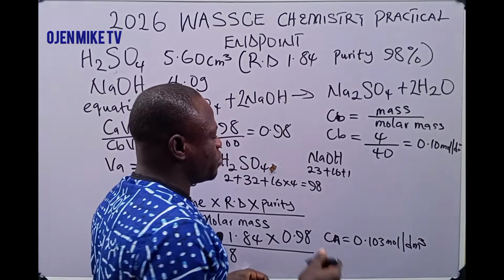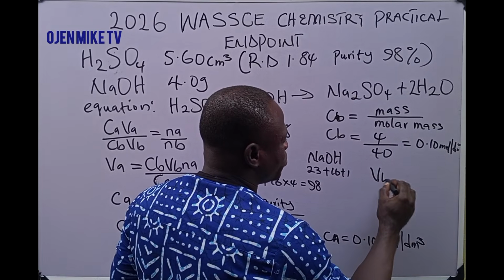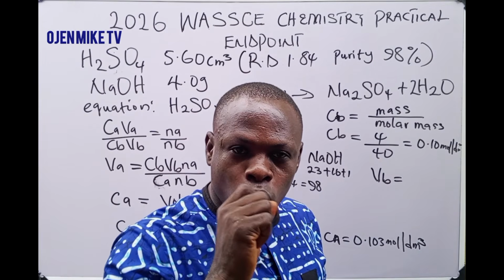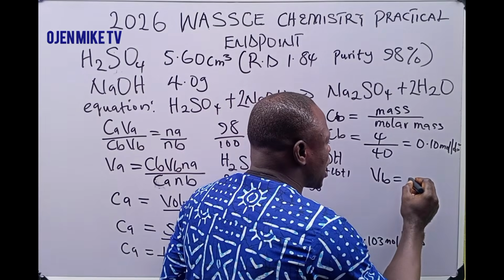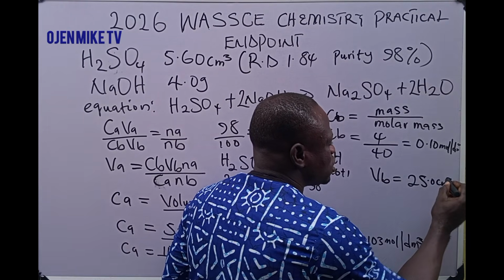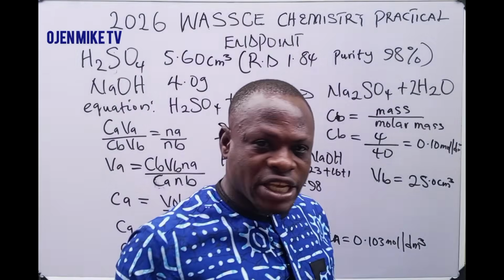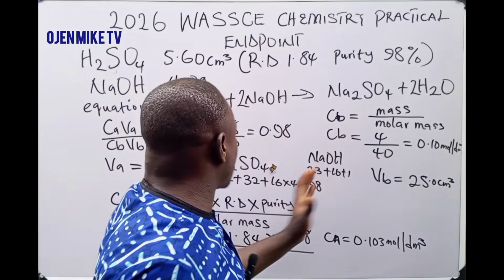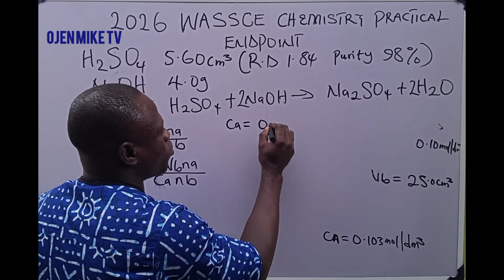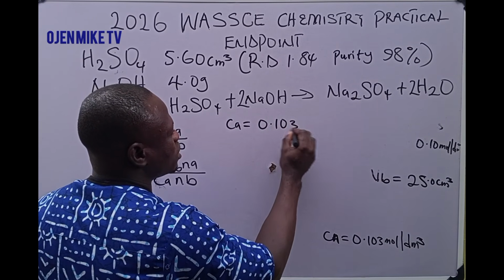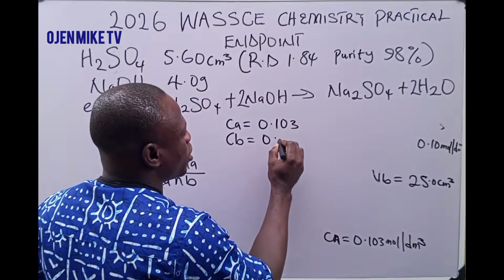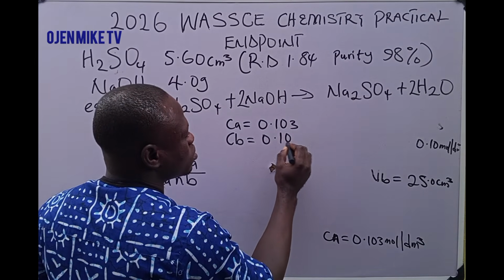So we have gotten our concentration of acid, we have gotten our concentration of base, and what is your volume of base? Volume of base is what you pipette. What you prepare, we use 25 cm cubed. Do you get that? Now let's plug in all our parameters. We already have Ca equal to 0.103, and Cb equal to 0.1010.